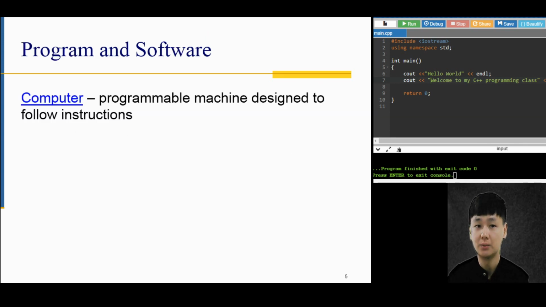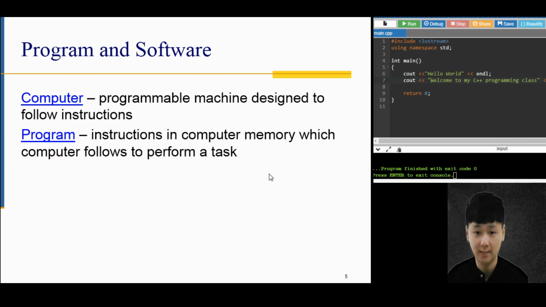However, the hardware that I mentioned just now is just a physical part, or by definition a programmable machine designed to follow instructions. So without instructions, a computer or hardware is nothing. It is just for display purposes. So in order to instruct the computer to perform some task, a series of instructions is needed in the computer memory to instruct the computer to perform the task.